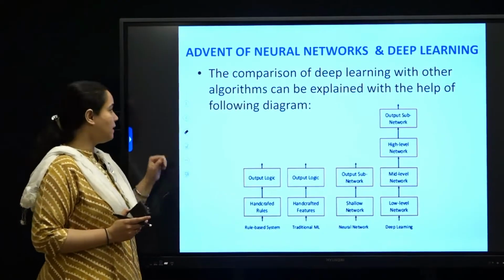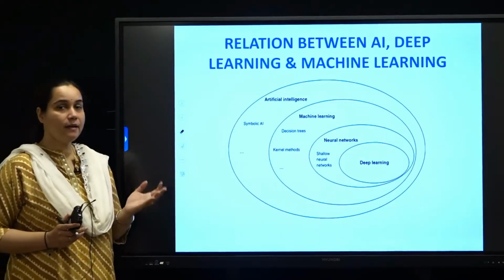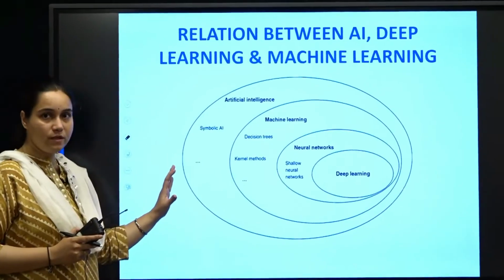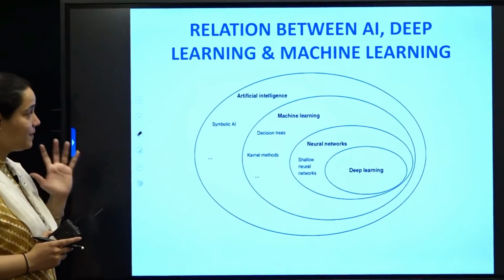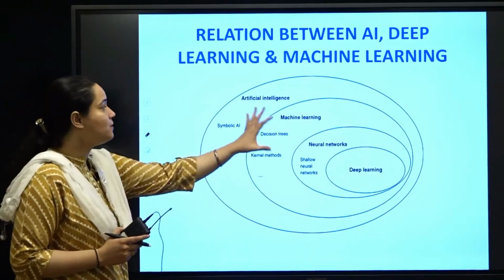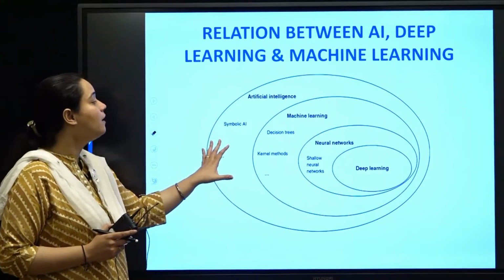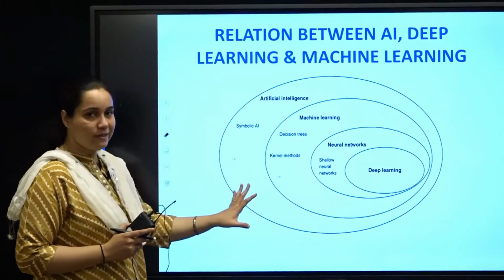Now that you have seen how deep learning algorithms and deep neural networks have evolved, we would now like to see the next part, which is the relation between AI, deep learning and machine learning. For this, just focus on this particular diagram. You can see that AI is the superset. Symbolic AI is an example that I have kept over there. Symbolic AI is an algorithm of AI. So this is the superset.